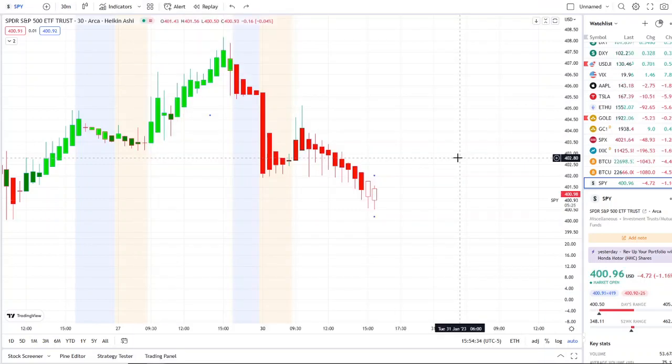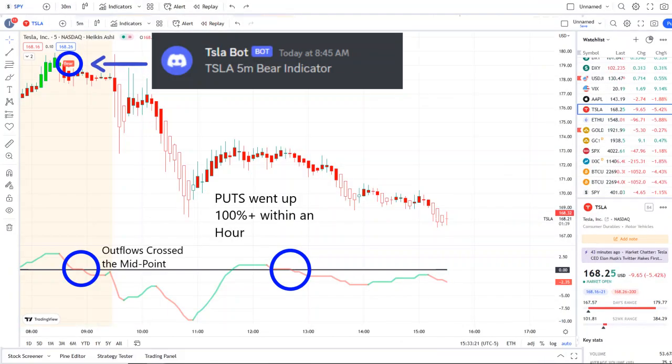So the home run of the day was from our Tesla bot. Our Tesla bot sent out a bear indicator at 8:45 a.m. and from that moment forward, outflows crossed the midpoint to the downside, pure weakness there on 42 vision into the bell and after the bell, and put options went up 100% plus within an hour, guys.